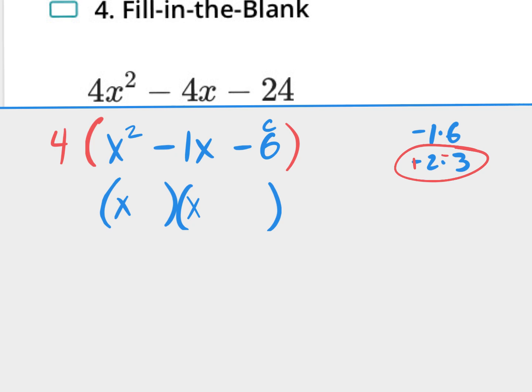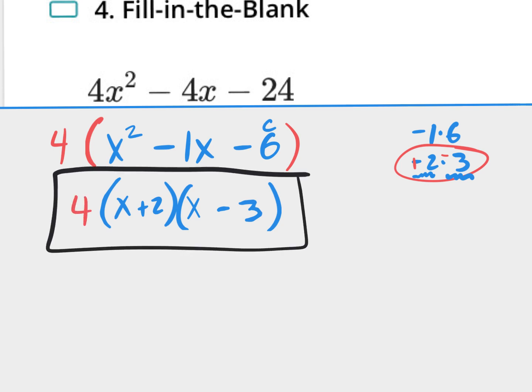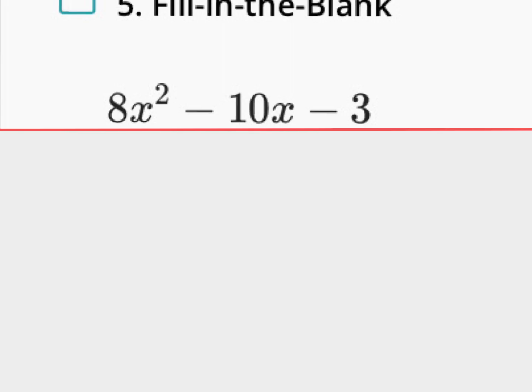So inside, you're going to put the plus 2 right here, and you're going to put the minus 3 right there, and that is now factored. So this blue quadratic trinomial is now factored as this binomial times this binomial. What about the outside 4, that GCF that you originally pulled out? Simply bring that down, and here is your completely factored form of this problem. Okay, I hope this helps. So, yeah, let's move on.